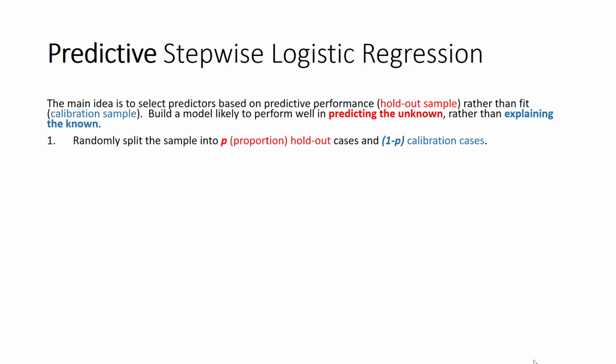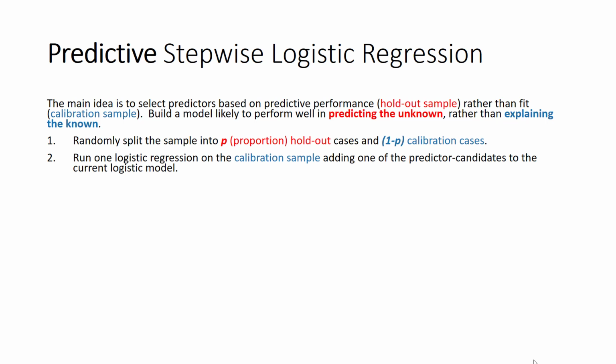First step is to randomly split the sample into a proportion p of holdout cases, keeping 1 minus p for calibration. If you have a sample of 1,000 observations, you reserve, let's say, p = .3, 30% for holdout, and use the other 70% for calibration. Then you run one logistic regression on the calibration sample, adding one of the predictor candidates at a time to the current logistic model.